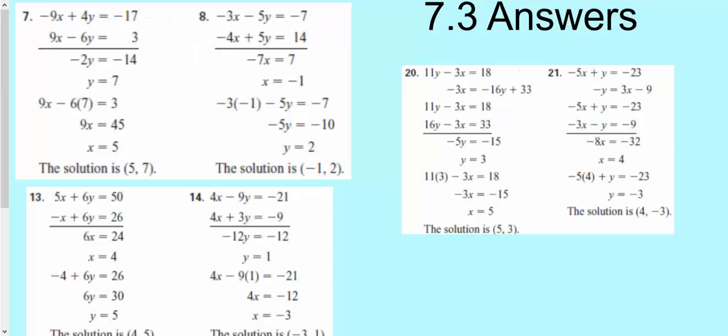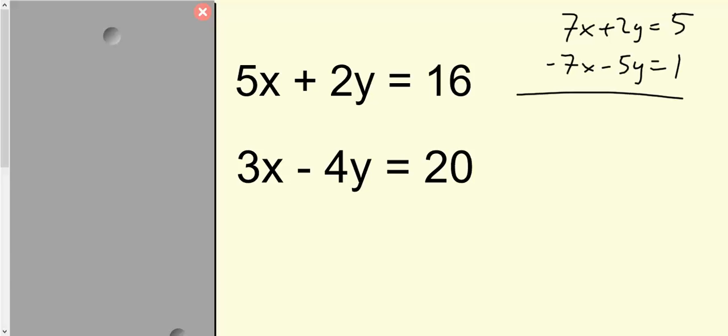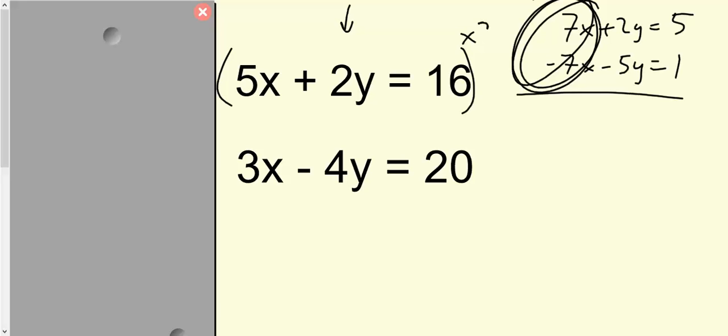Now, in 7.4, it's the same concept, except you're going to have to multiply by a number rather than just -1. And sometimes you don't even have to multiply by -1. For instance, if it had been 7x plus 2y equals 5 and -7x minus 5y equals 1, these you could eliminate immediately because this is what you're looking for. You're looking for opposites on either the x's or opposites on the y's. Now I see the y's right here, and I can easily get them to be opposites by multiplying this by 2. Because if I multiply this by 2, that would change that to 4y, which is the opposite of -4y in the second equation.